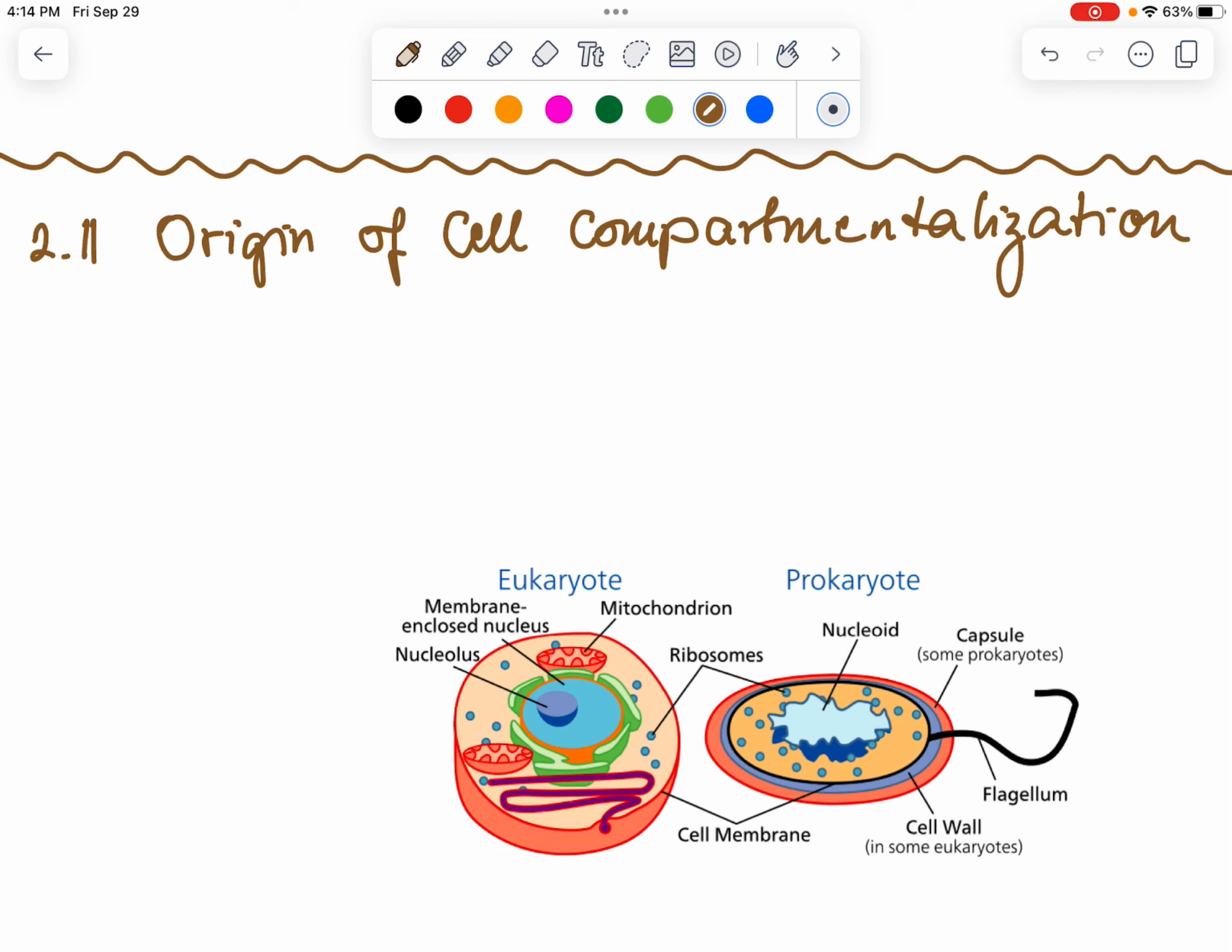AP Biology 2.11, Origin of Self Compartmentalization. In this unit, this section, you will practice argumentation, that you have to support a claim with evidence for biological principles, concepts, processes. The learning objective is to describe similarities and differences in compartmentalization between prokaryotic and eukaryotic organisms.